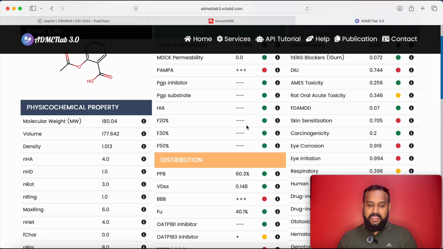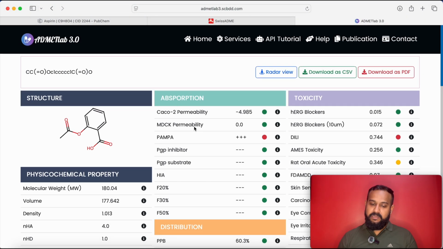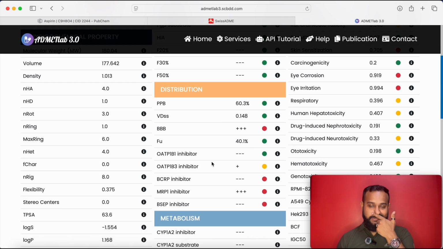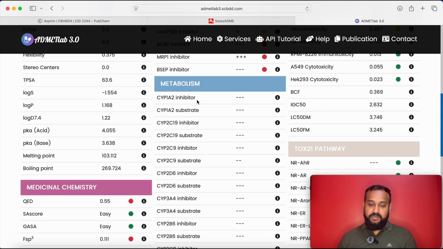Okay, likewise, so basically absorption parameter, all of this. It is not that all of them have to be satisfied. You need to understand the importance of each parameter, sub parameter basically. Under absorption, under distribution, these are the parameters that you consider under distribution. These are the parameters that you consider under metabolism.